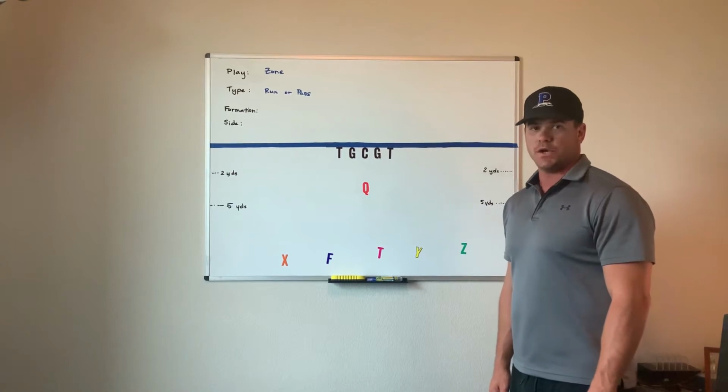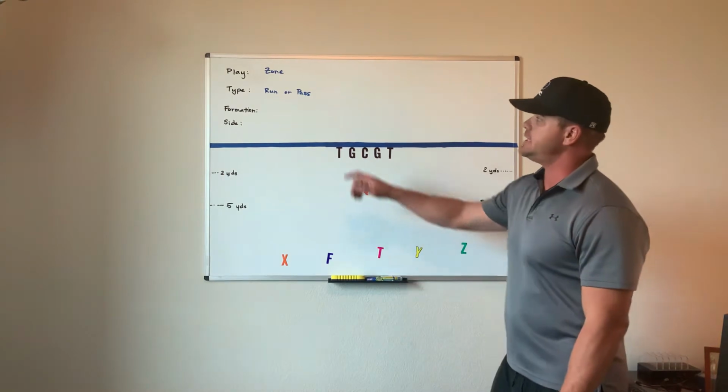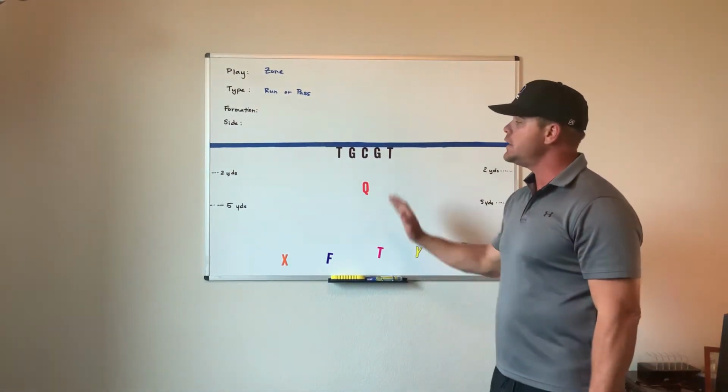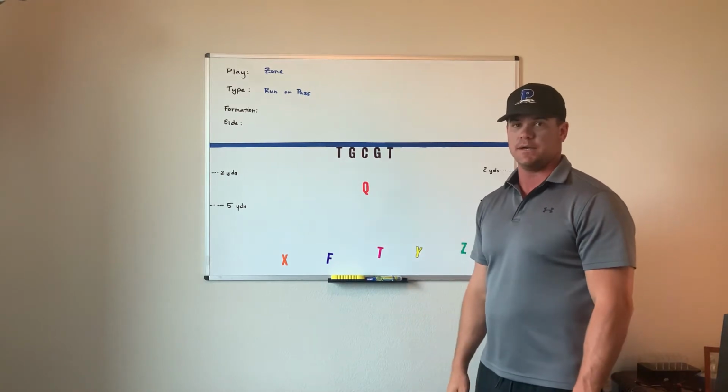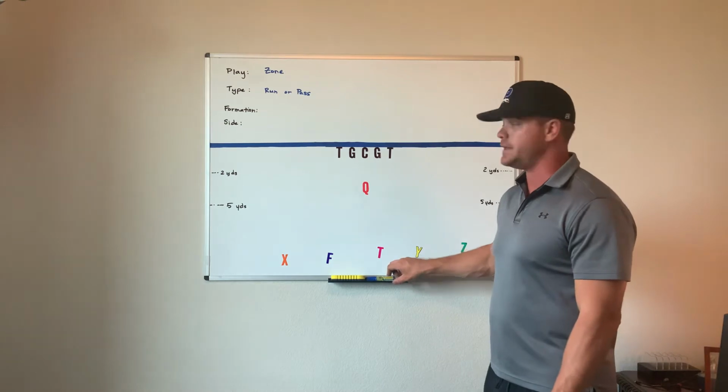All right, let's talk about zone. Zone is the first play that we implemented, and it is a run or a pass. It's either an inside run or a pass to the outside. So let's talk about doubles first. We're going to work through each formation on this.